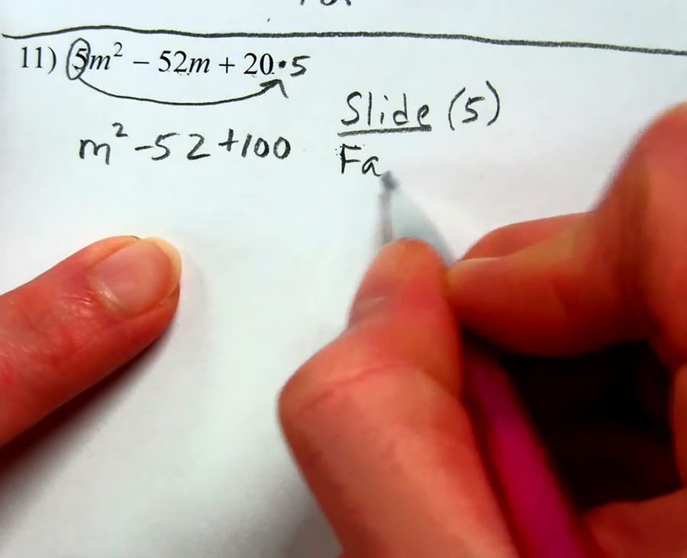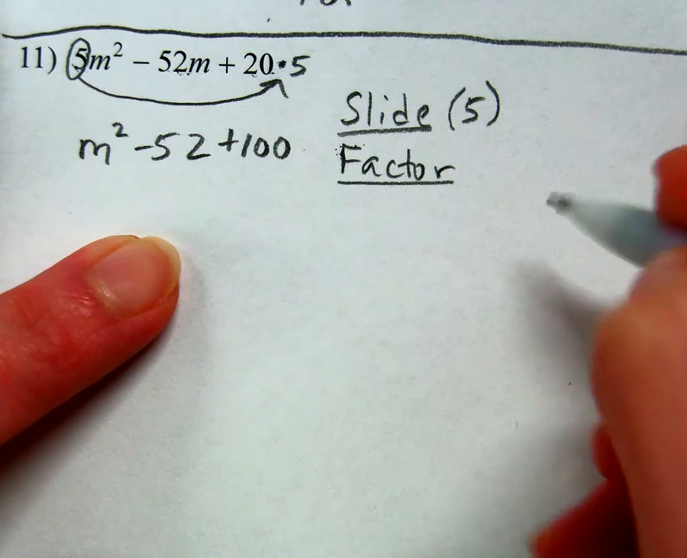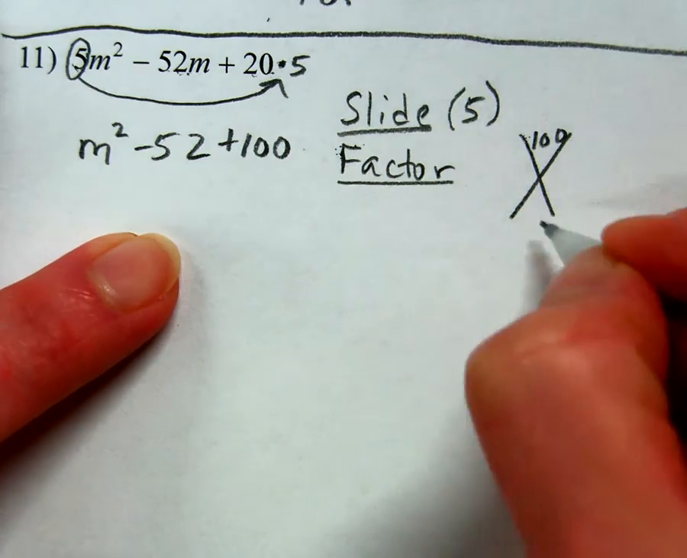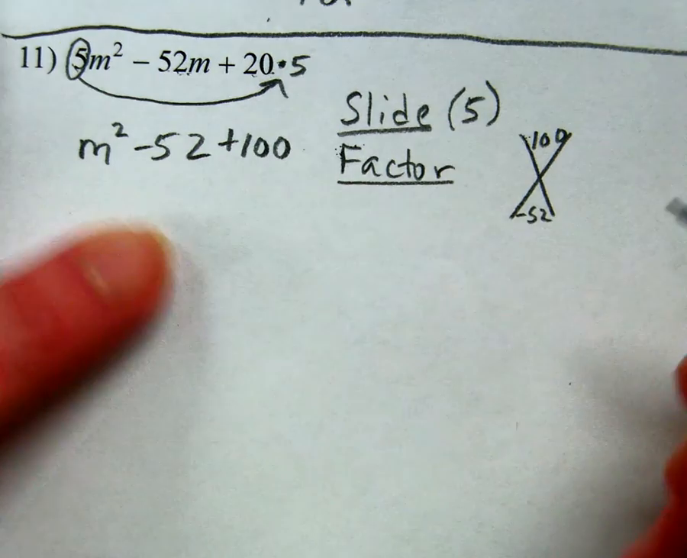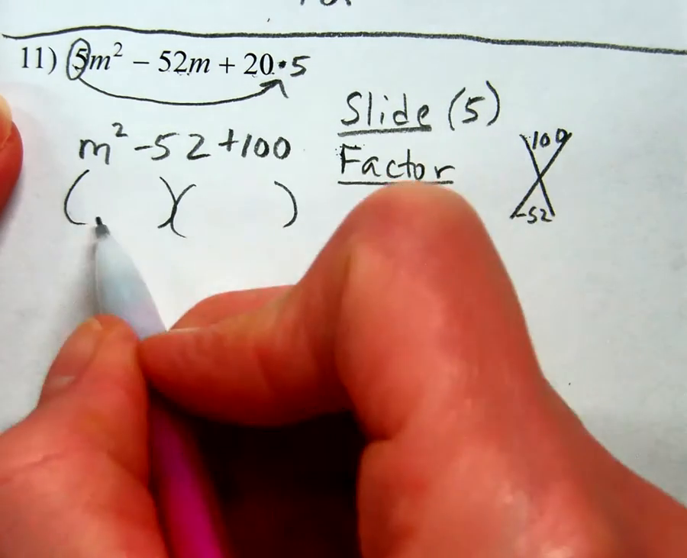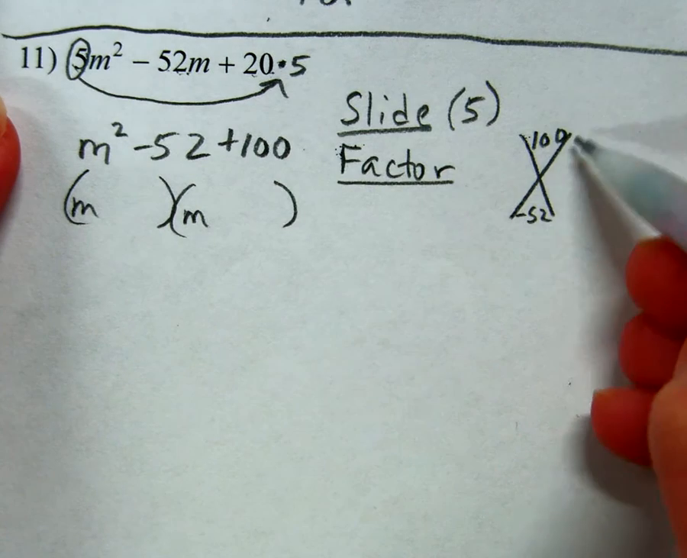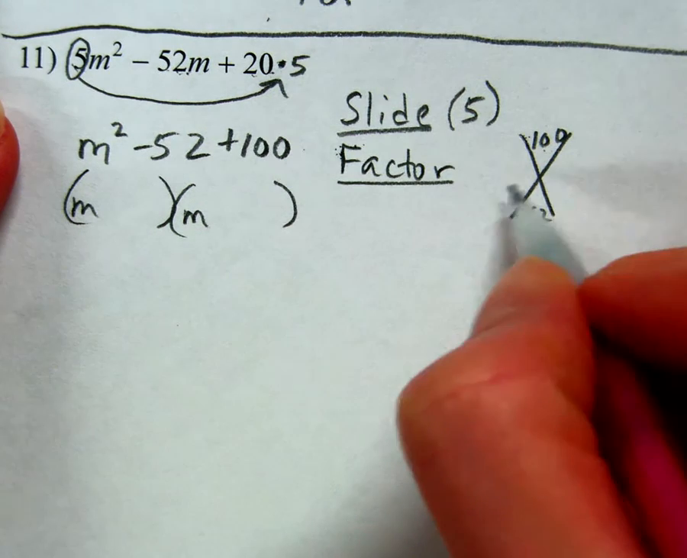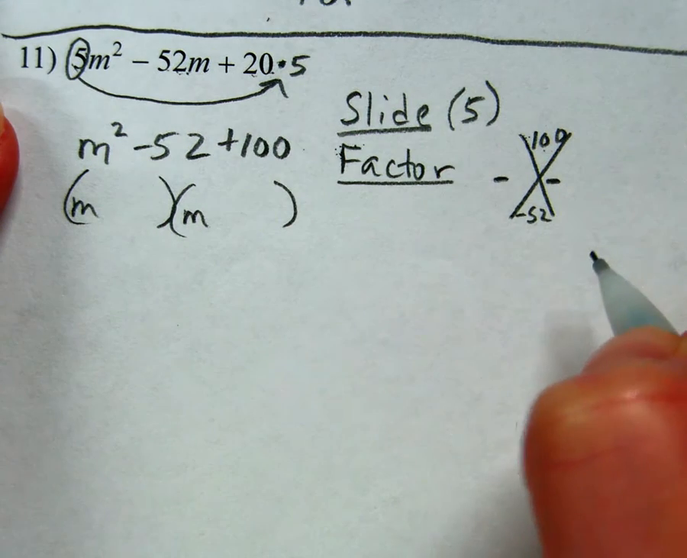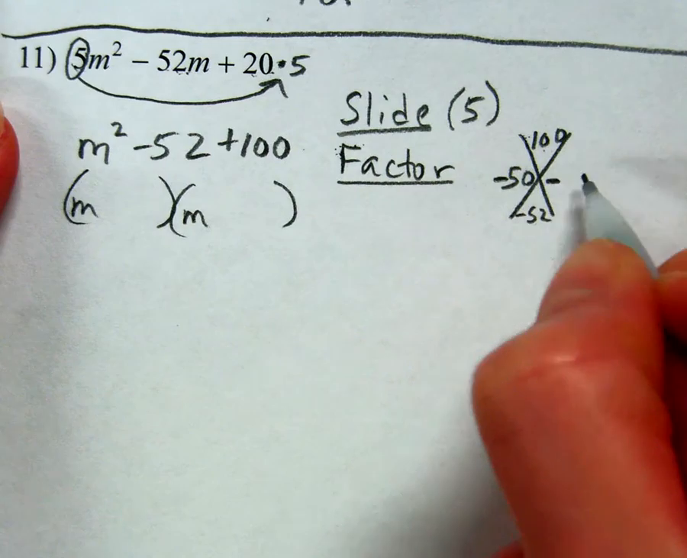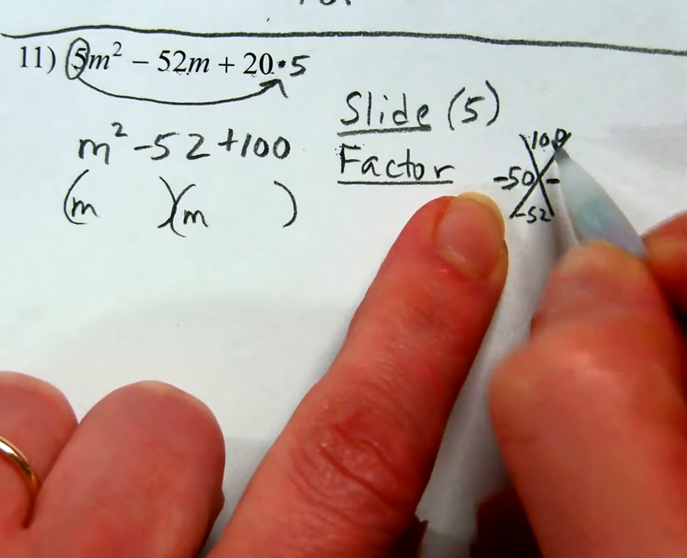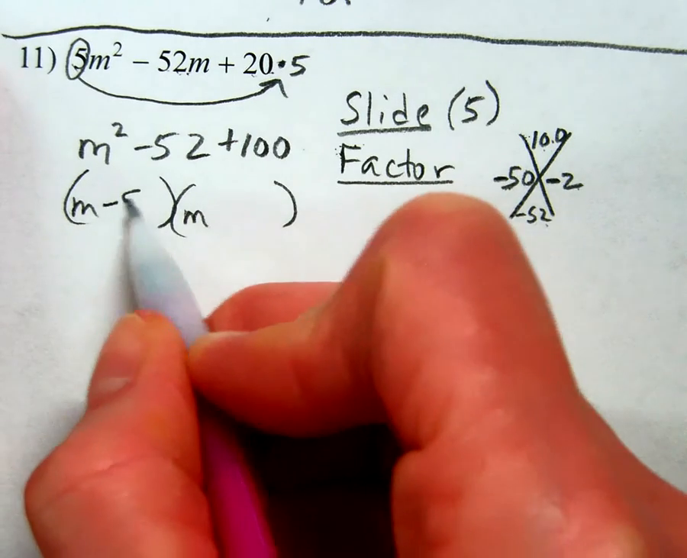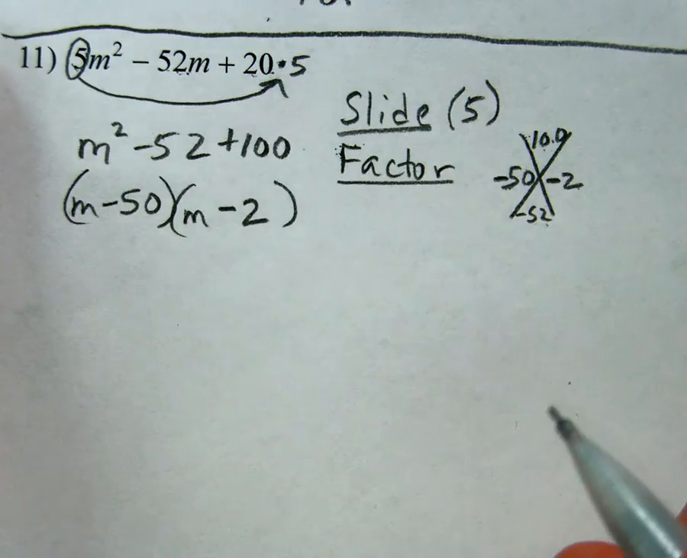Then the next step is we're going to factor what's here. So you could make your little x like we did before. We're multiplying to get 100, and we're adding to get negative 52. So if we set this up, we have our parentheses with our m and our m. Since we're multiplying to get a positive and adding to get a negative, we know that both of these are going to be negative. And it's going to be negative 50 and negative 2, because if I multiply those, I get 100. If I add them, I get negative 52. So I'll put that in here, m minus 50 and m minus 2.